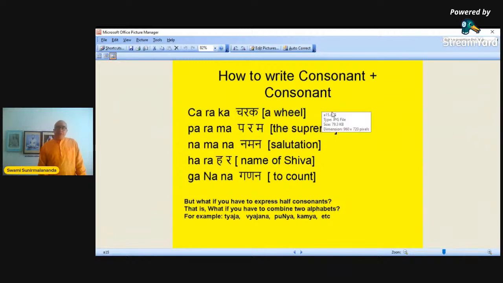How to write a consonant plus a consonant? That is also important in order to form words. For instance, charaka is a wheel.